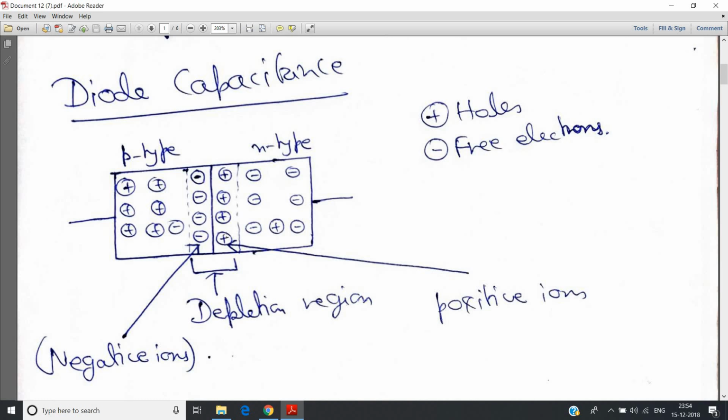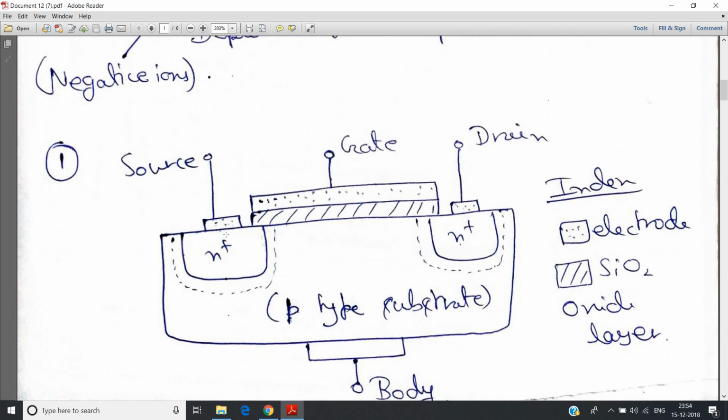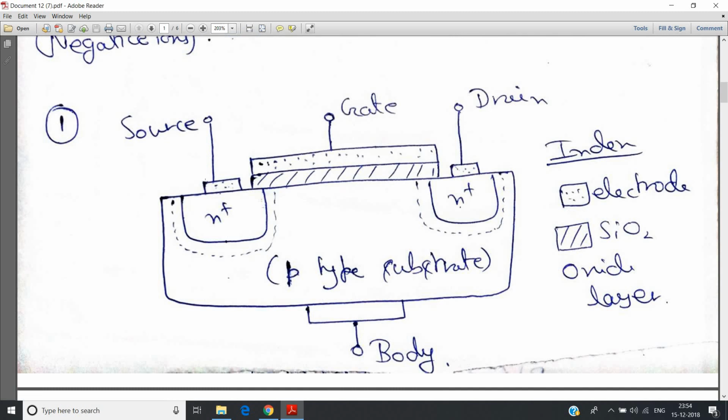Now it's time to go to the MOSFET. This is the basic diagram of a MOSFET, so I shall discuss it clearly. This is the p-type substrate. There are four terminals in the MOSFET: one is source, another is drain, another is gate, and another is the body terminal. Generally, you know that the body is shorted with the source, right?